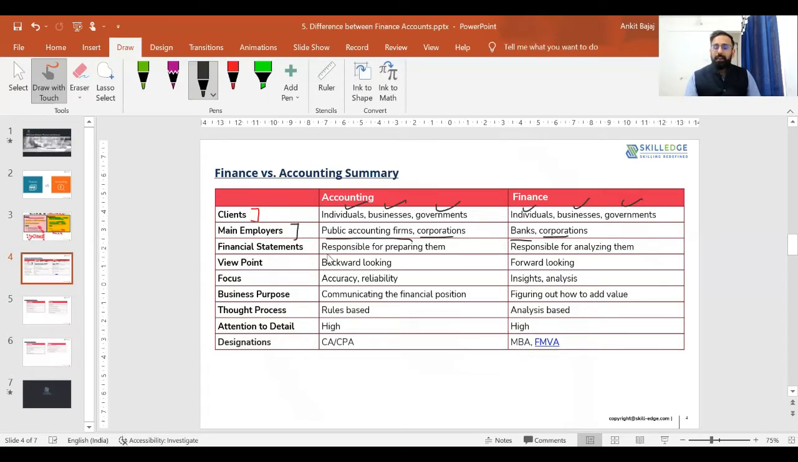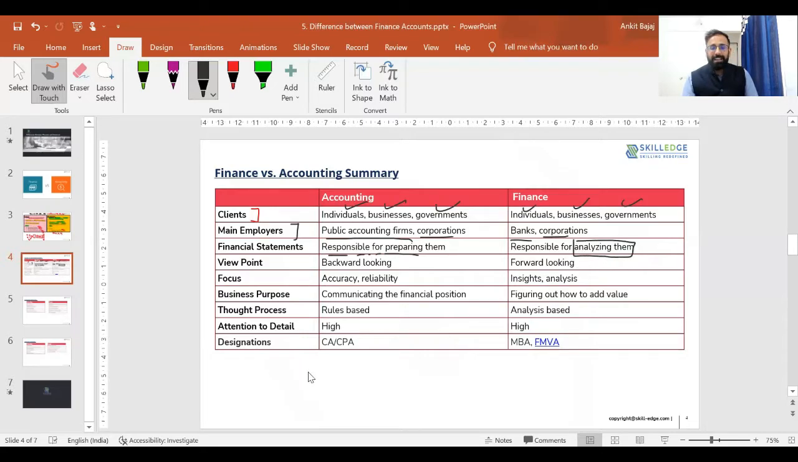So the responsibility in case of financial statements: the accountant will be preparing the financial statement, right? The accountant will be preparing the financial statement. And what will be the responsibility in case of finance? You will be analyzing that financial statement.